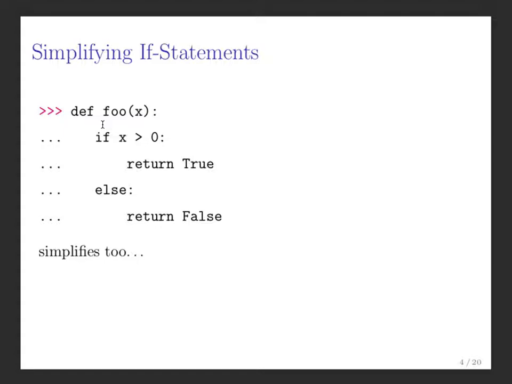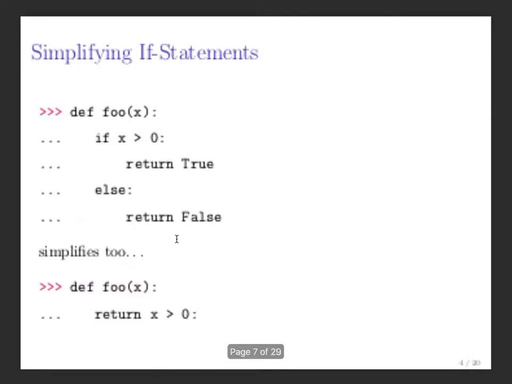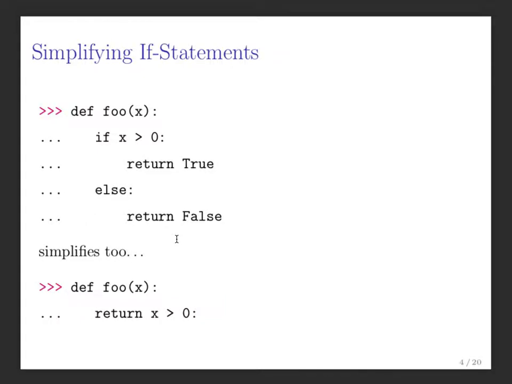Let's walk through this if statement. If it is true that x is greater than 0, return true. If it is false that x is greater than 0, return false. That's just this, right? So when you're working with Boolean constants, be careful that you're not checking truth, right? That's what the if statement is doing implicitly. So that's one way you can simplify this.